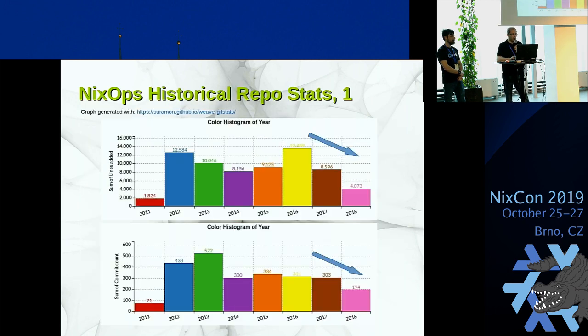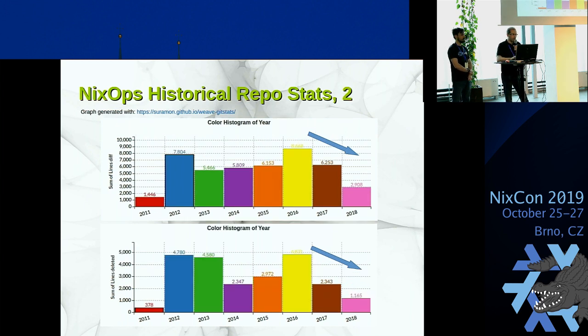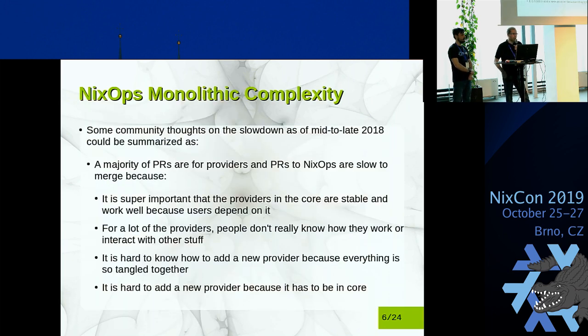If we look historically at some of the stats, we see that in about 2016, it looks like the lines added and the commit count started trending down a little bit. Similarly, we can see that with the lines diff and lines deleted as well. And some of the thoughts in the community, as of roughly mid-2018, could be summarized as: a majority of the PRs were for providers.